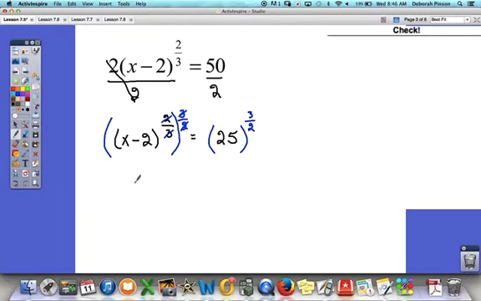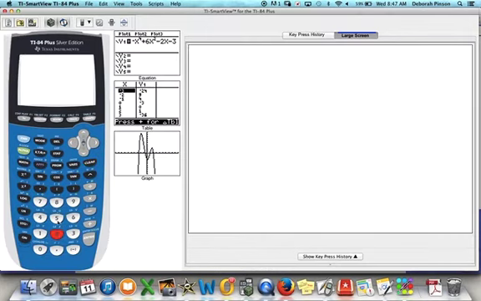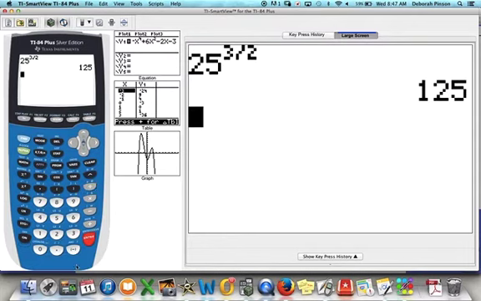So I have x minus 2 over on this left-hand side, and then 25 to the 3/2 power. So let's see what that turns out to be. So 25 to the 3/2 power, and I get 125.